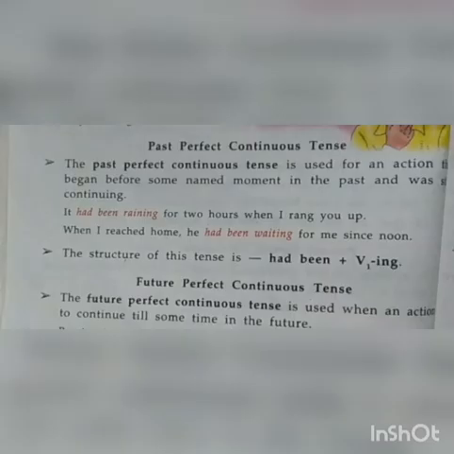Next we see the future perfect continuous tense. Future perfect continuous tense is used when an action is to continue till sometime in the future. Example: By 6 o'clock, I will have been sitting here for 10 hours. By next December, he will have been working here for 10 months. The structure of this tense is will or shall plus have been plus verb plus ing. Once again, will or shall plus have been plus verb plus ing.